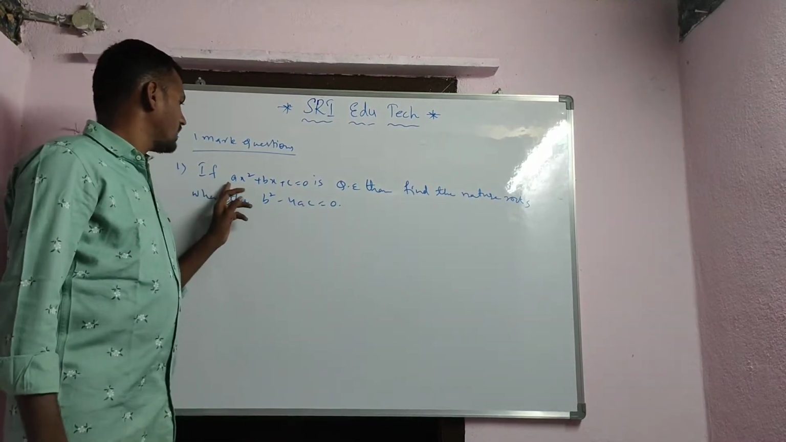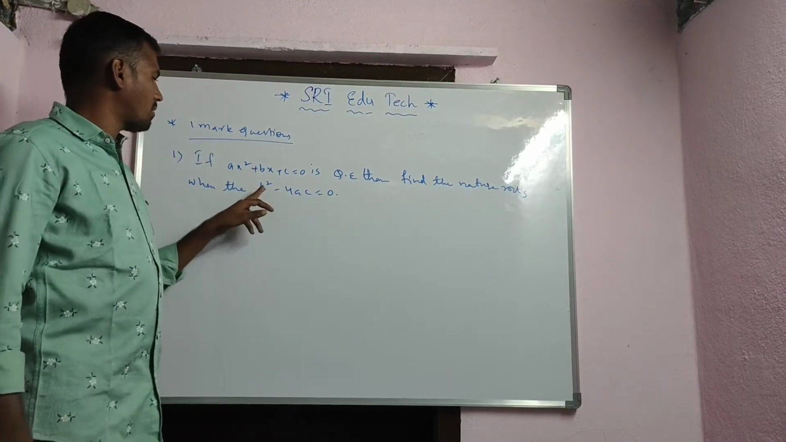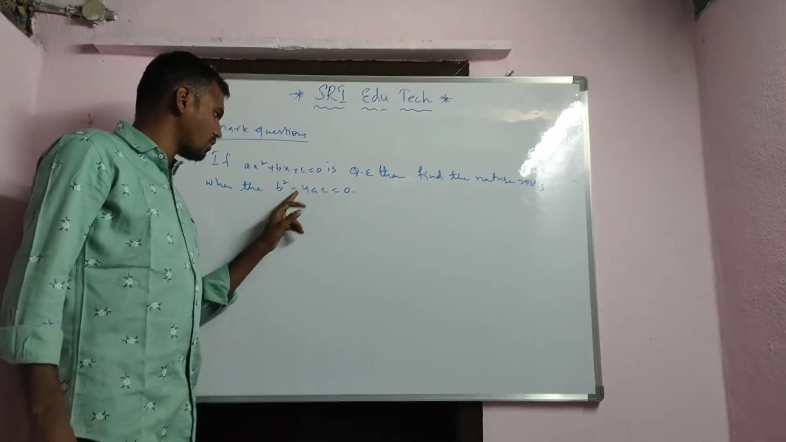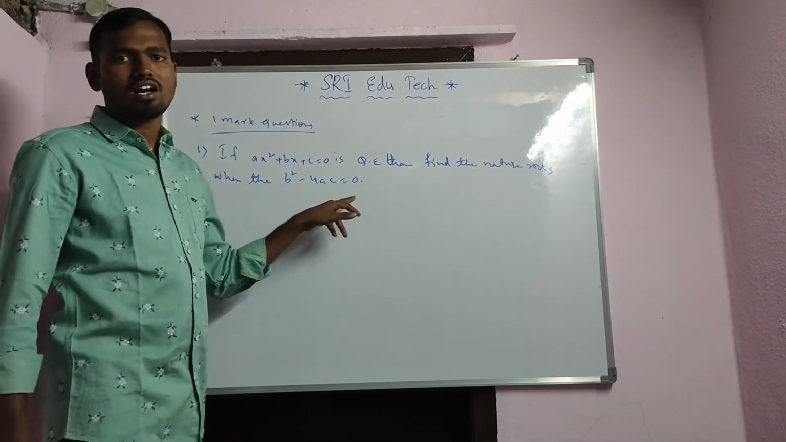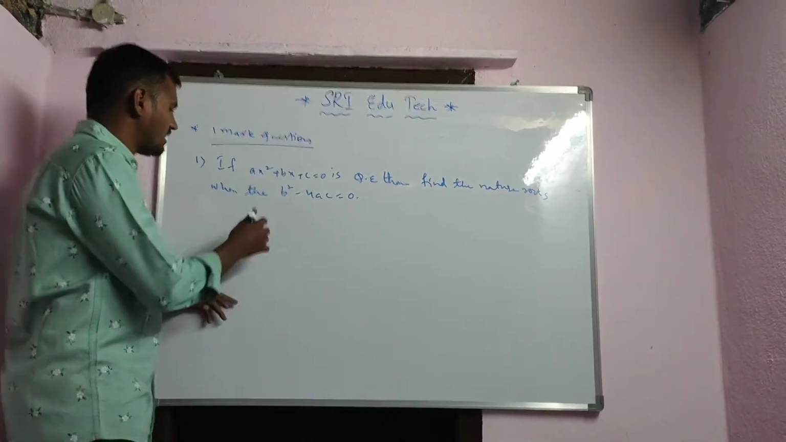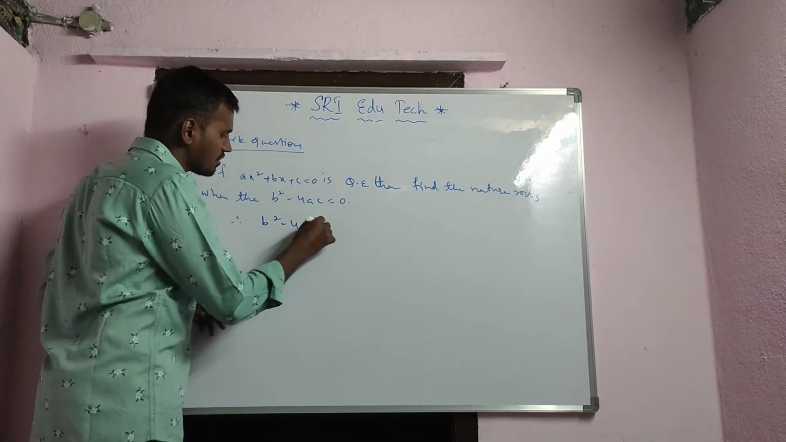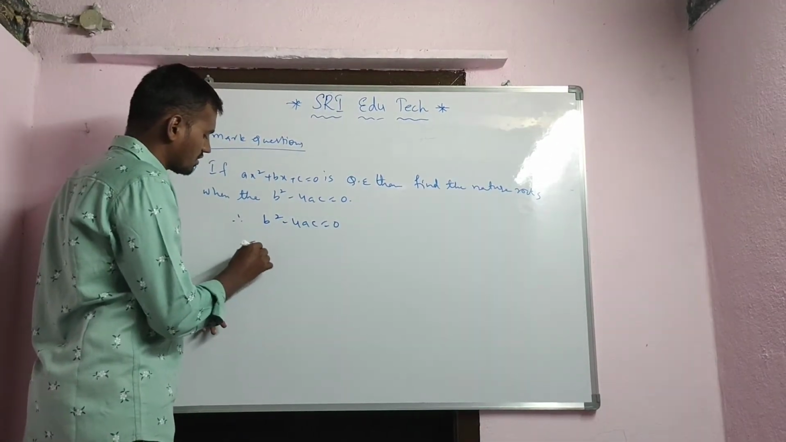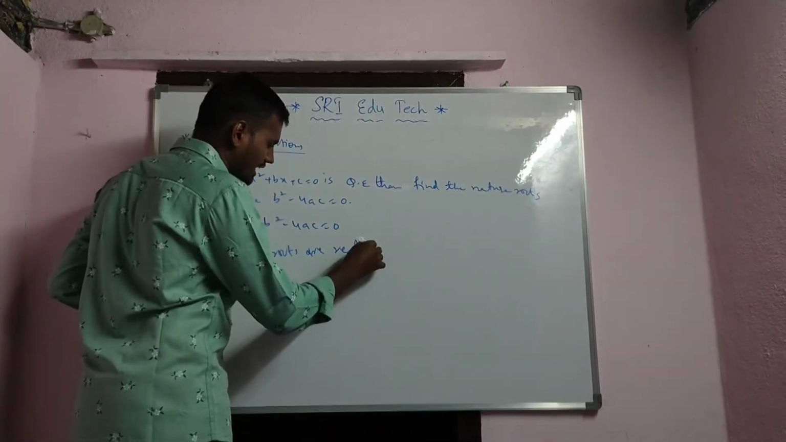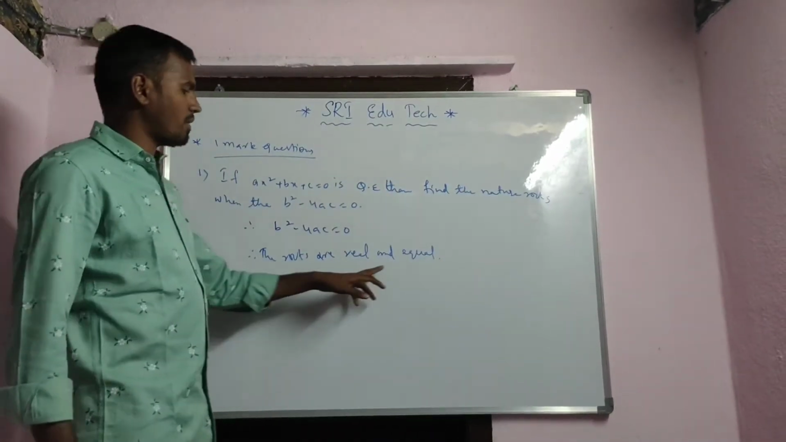See, ax square plus bx plus c is a quadratic equation only. Then the discriminant b square minus 4ac is equal to 0. You know already the condition. Whenever b square minus 4ac is equal to 0, then the roots are real and equal. I am writing here: b square minus 4ac is equal to 0. Therefore, the roots are real and equal.